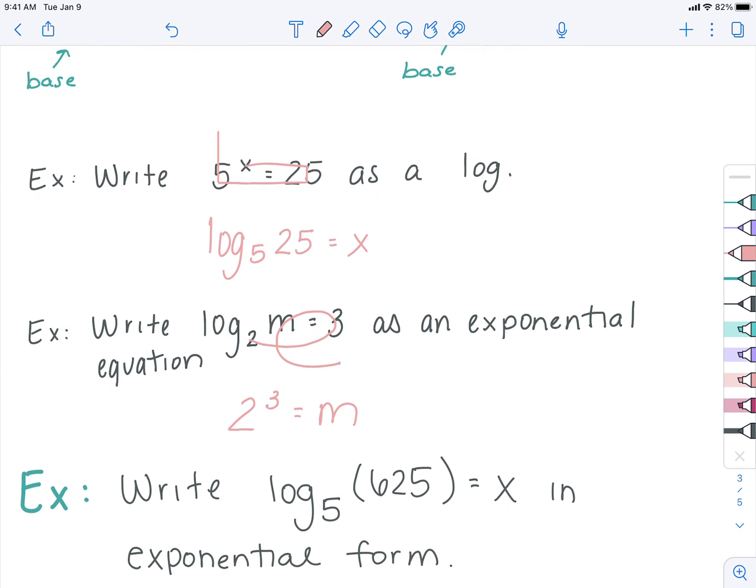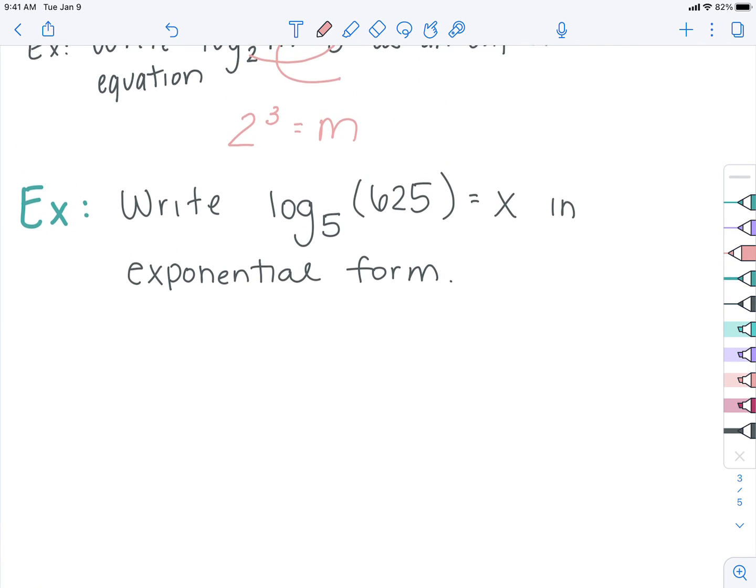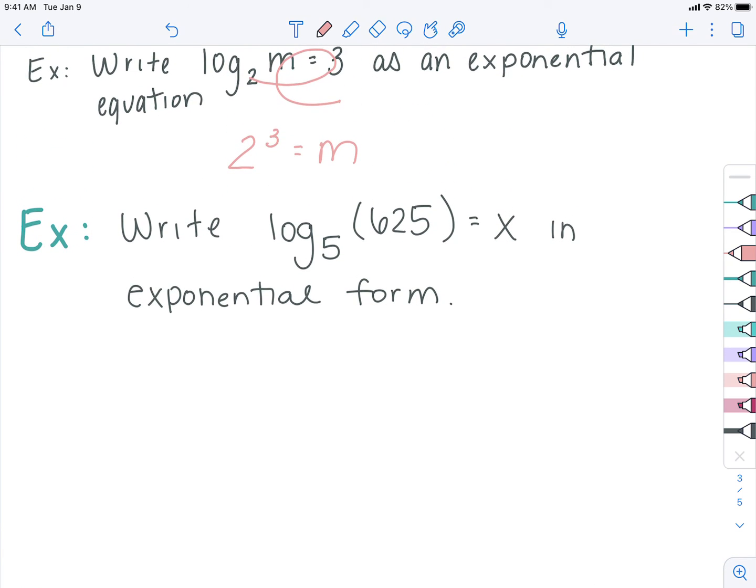So let's write log base 5 of 625 equals x in exponential form. So I want to start at the 5, I want to go over the x to the 625, or my base stays my base. My answer becomes my exponent, and the 625 becomes my answer.